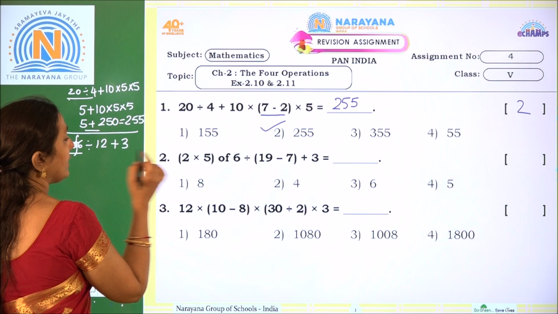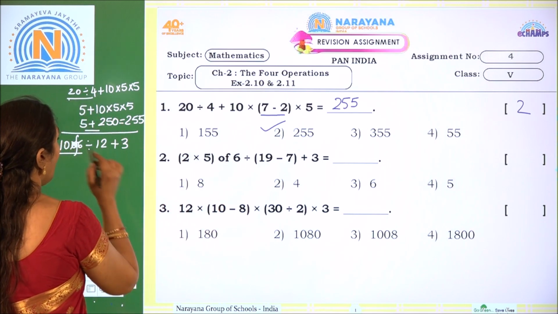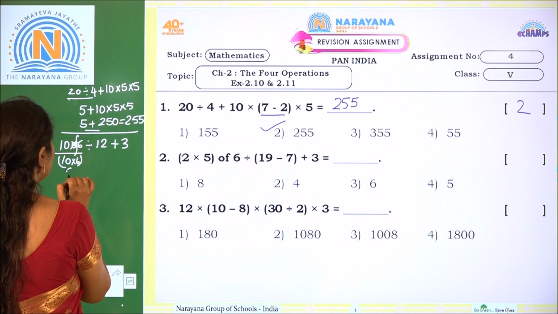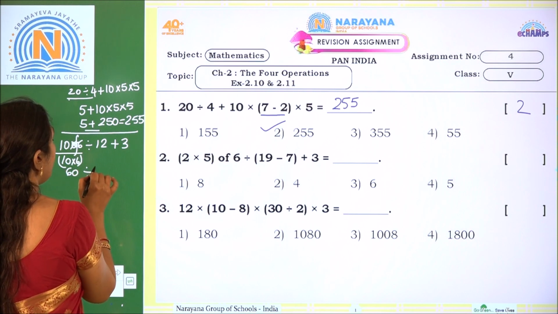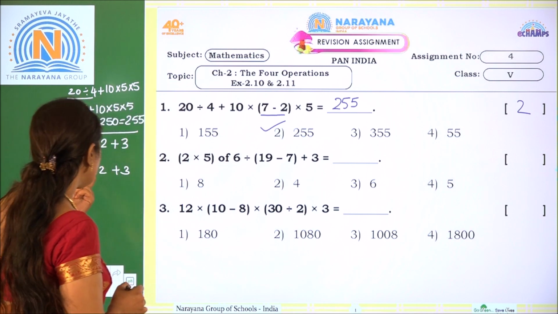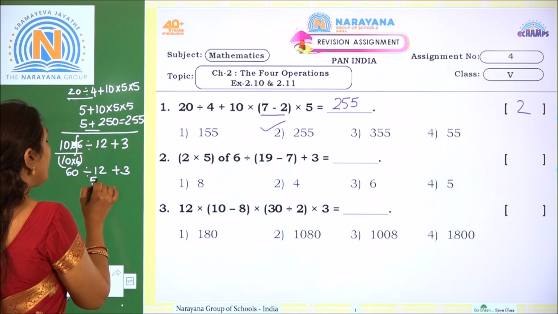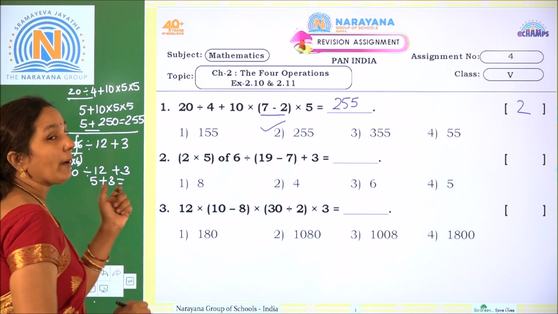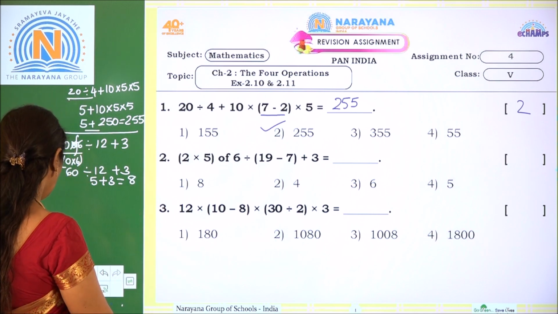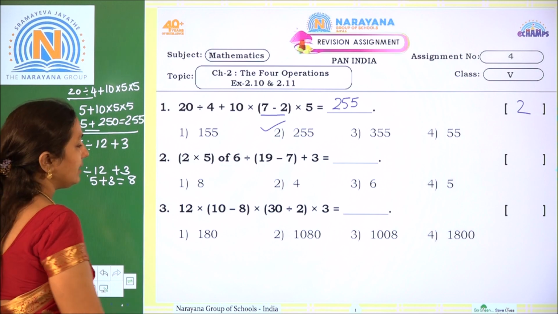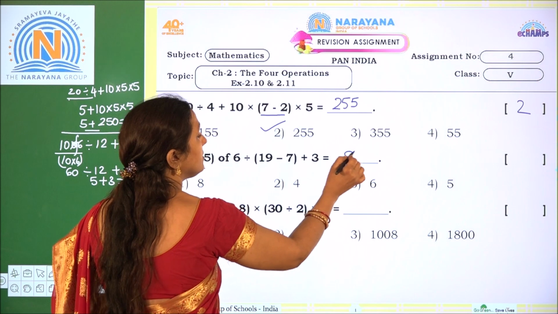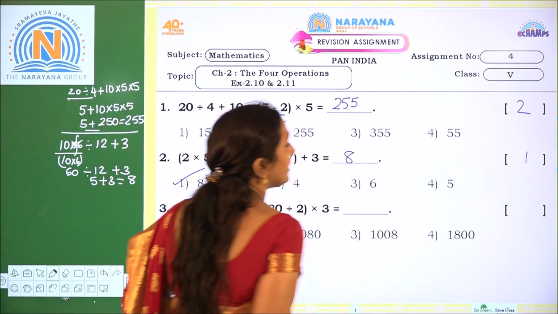Again we have to take out the of. Of means into. So 10 into 6 is nothing but 60. 60 is divided by 12 plus 3. Now which operation? Division. 60 divided by 12 is 5. 5 plus 3. Then there is no multiplication, so we go directly to addition. 5 plus 3 is 8. Which is the correct option, children? 8, option 1. The answer is 8. The required option is 1.